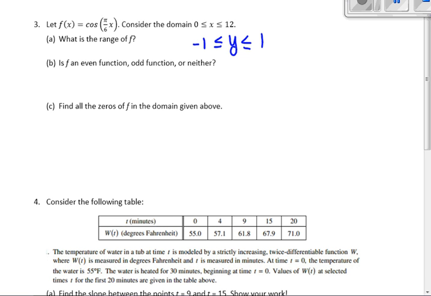Now, do you remember if the cosine is an odd or even function? Even. That gives you a lot of information when you know that.